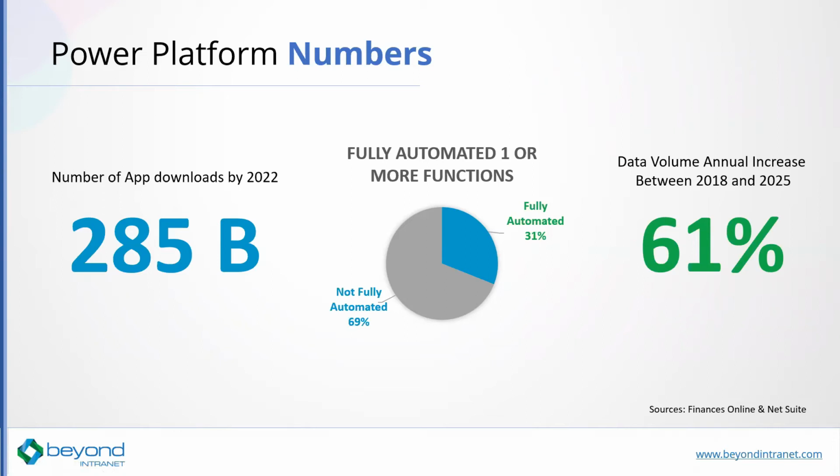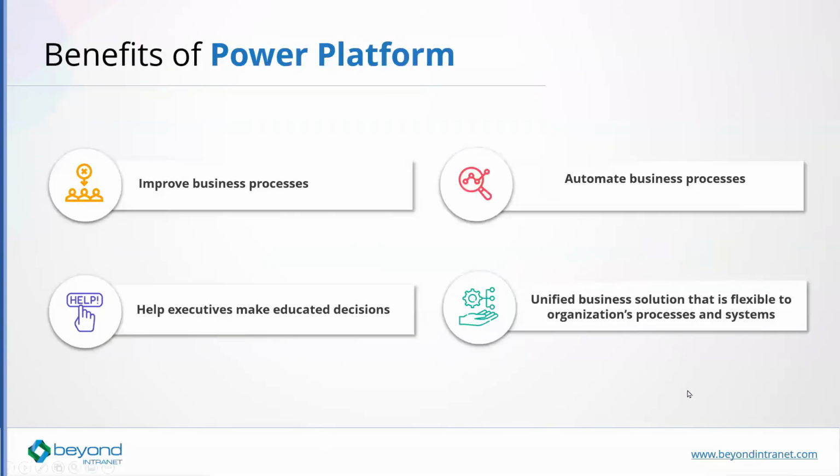Data volume has had an annual increase between 2018 and the last 3-4 years, and then 2025, you're talking about a 61% annual increase in data created. I mentioned earlier how 90% of all data has been created in the last 4 years alone. When you add the fact that we're still increasing that number, and we haven't even begun to scratch the surface of how much data we can create, we realize that you need a better way of using that data. And this is where the Power Platform becomes so effective, because it improves your business processes, because it can handle all of that data.